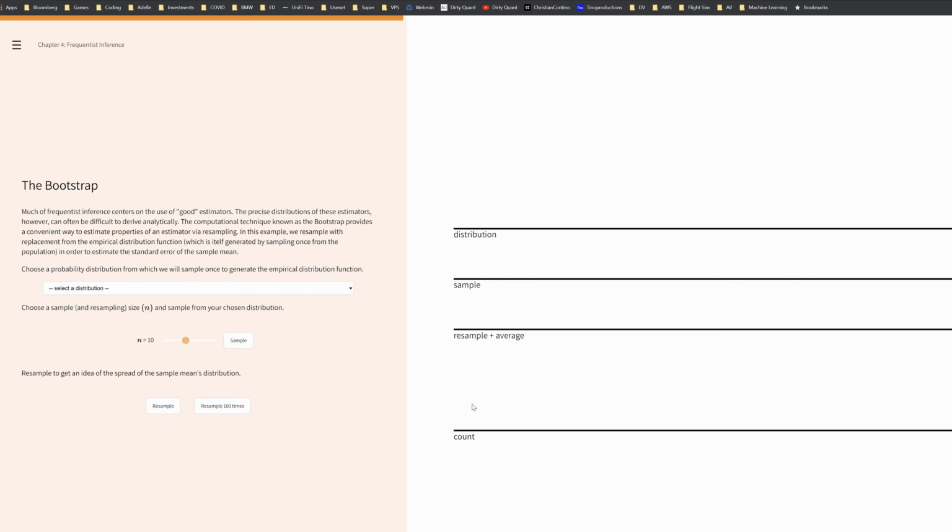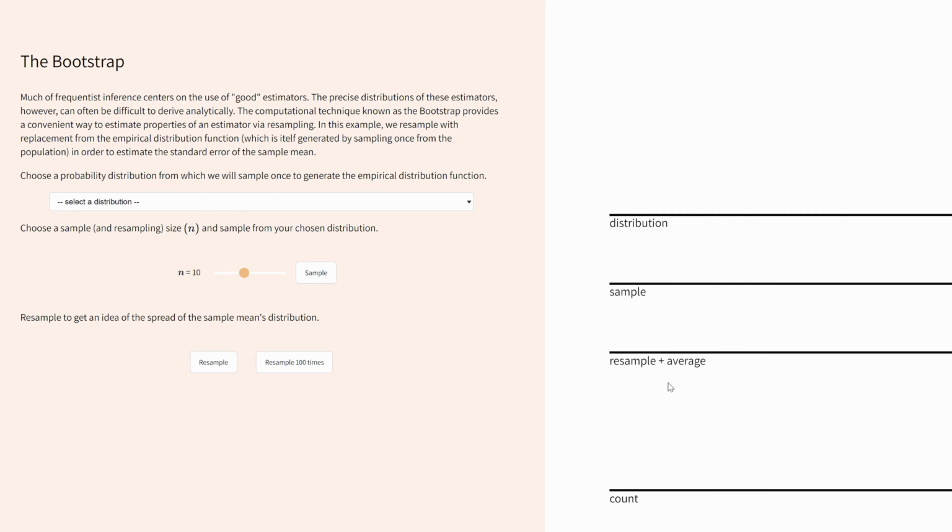I like it. Next, Bootstrap. Also a big fan of Bootstrap. So much of frequentist testing theory centers on good estimators. The precise distribution of these estimators, however, can often be difficult to derive analytically. Yeah, sometimes you just don't know where the data came from, right? So the computational technique known as Bootstrap provides a convenient way to estimate properties of an estimator via resampling. All right, what does this mean? I like to think of it: you get all of your observations, you put them in your little bag, and then you put your hand in and draw, with replacement. You draw one, look at it, say that's my sample, and then put it back in the bag, and you keep doing that time and time again. That's really all bootstrapping is.